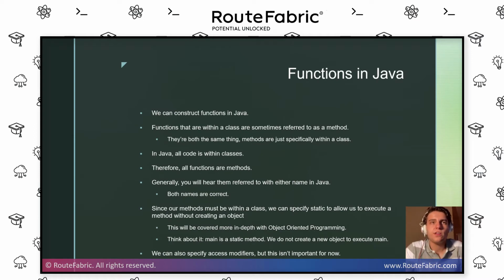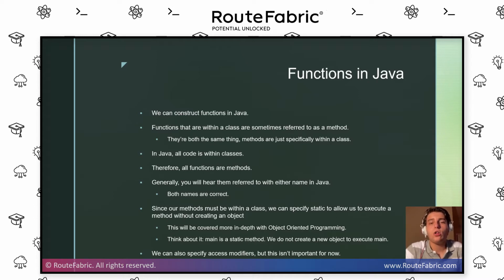All right, so we can construct functions in Java. Functions that are written within a class are sometimes referred to as a method. This is just a semantic thing. Generally, if a function is within a class, we call that a method. They're really both the same thing. It's just that methods are specifically for a class. So don't get too caught up on the terminology there.